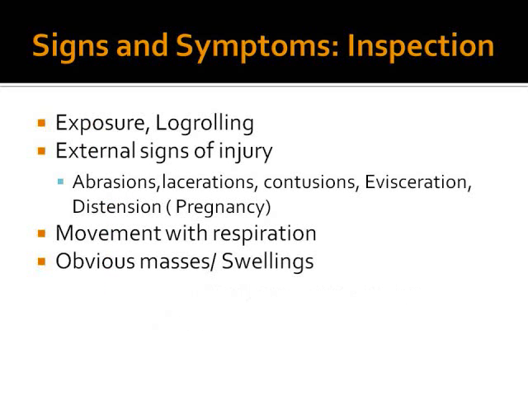Signs and symptoms of abdominal injury. On inspection, we must first of all expose the patient. Log rolling is also important to identify injuries to the flank and the back. We check for external signs of injury, any abrasions, lacerations, or contusion, any evisceration of gut or distension, and sometimes the distension may be from pregnancy, from obesity, from ascites. We have to establish that as well. We check for the abdominal movement with respiration. This normally suggests that abdominal muscles are relaxed. And we check for obvious masses or swellings.